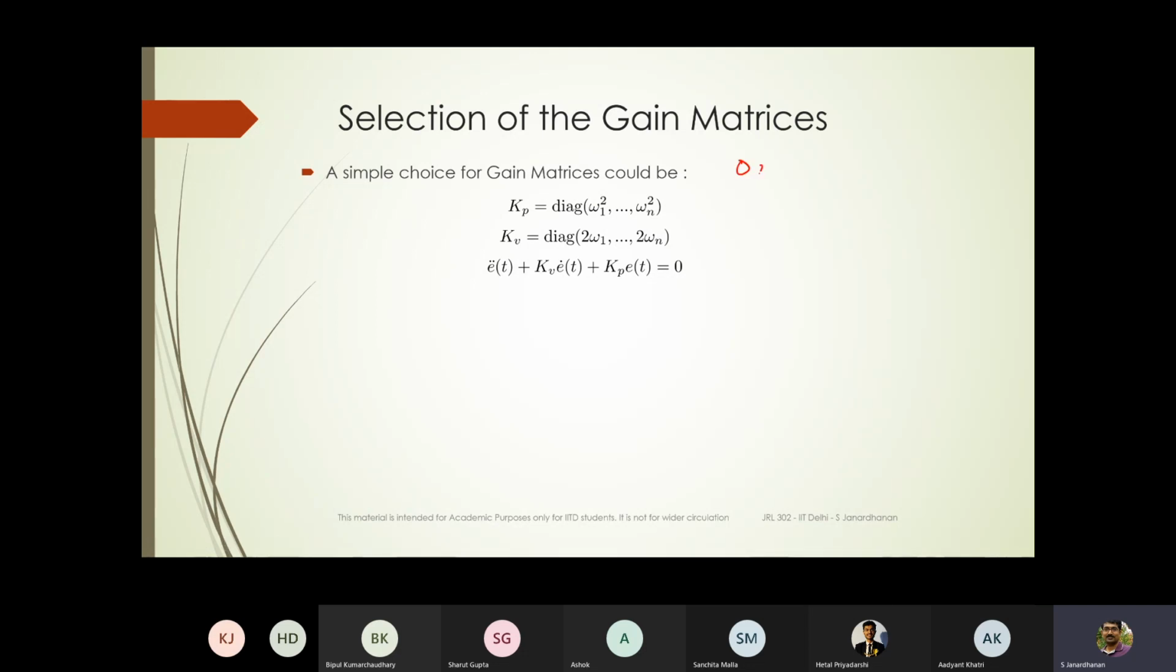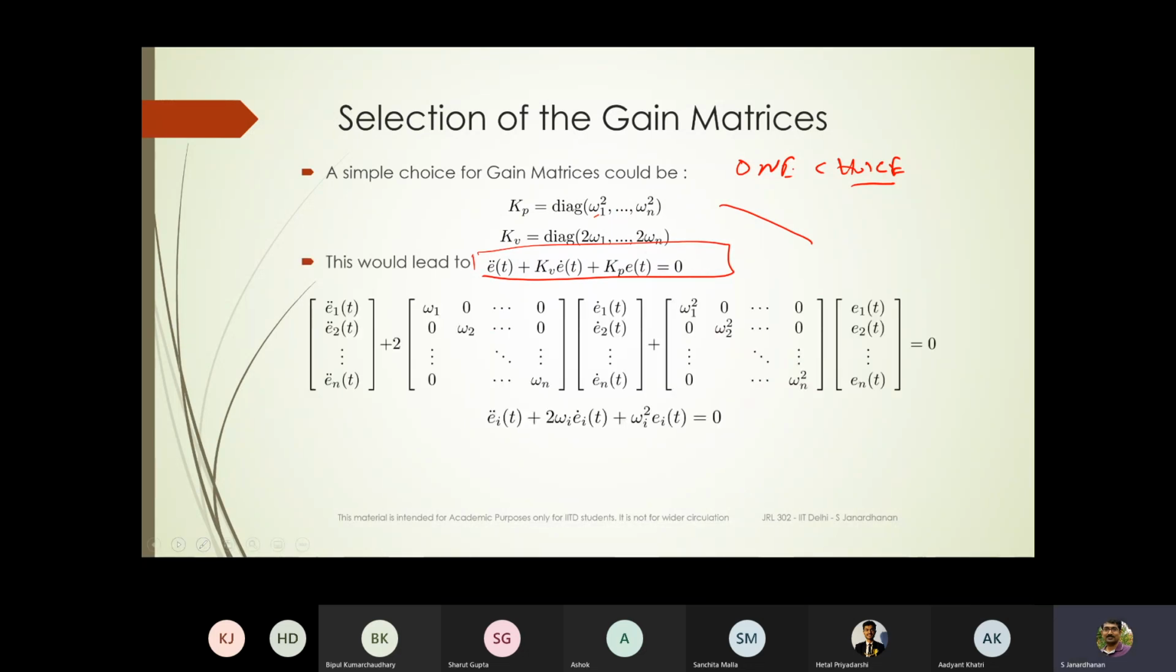say this is one choice that we can design: choose some frequencies omega 1 to omega n and assign KP as omega 1 square to omega n square in a diagonal format, and KD is twice omega 1. And then this equation will turn out to be a matrix equation which has this structure.